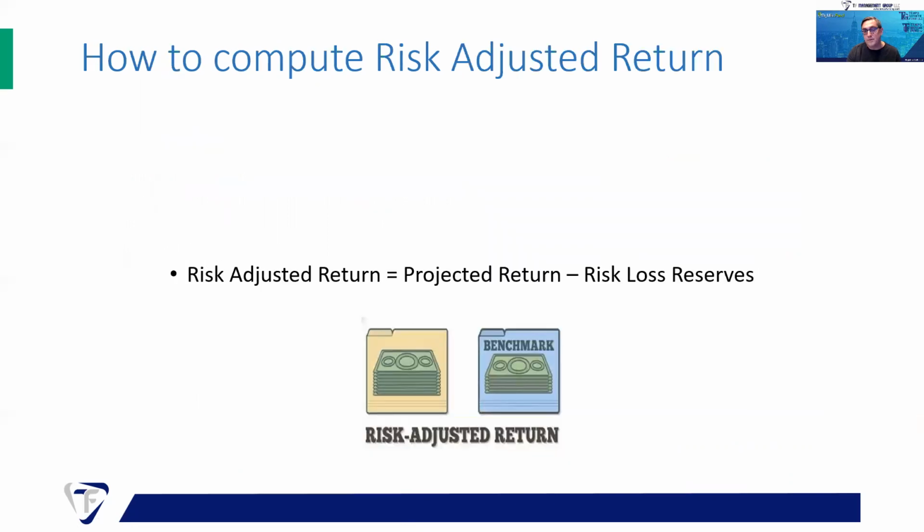So how do you typically compute a risk-adjusted return? You adjust for the risk. You take the projected return and you have to subtract risk loss reserves. And it's not easy to compute those reserves, but that's mathematically how it works. Your risk-adjusted return is your projected return minus risk loss reserves, or allocation for risk.